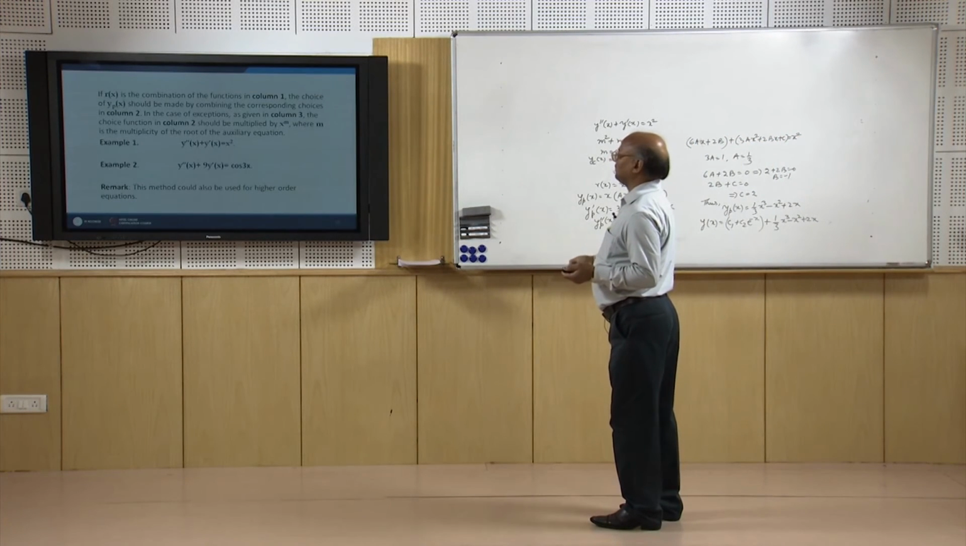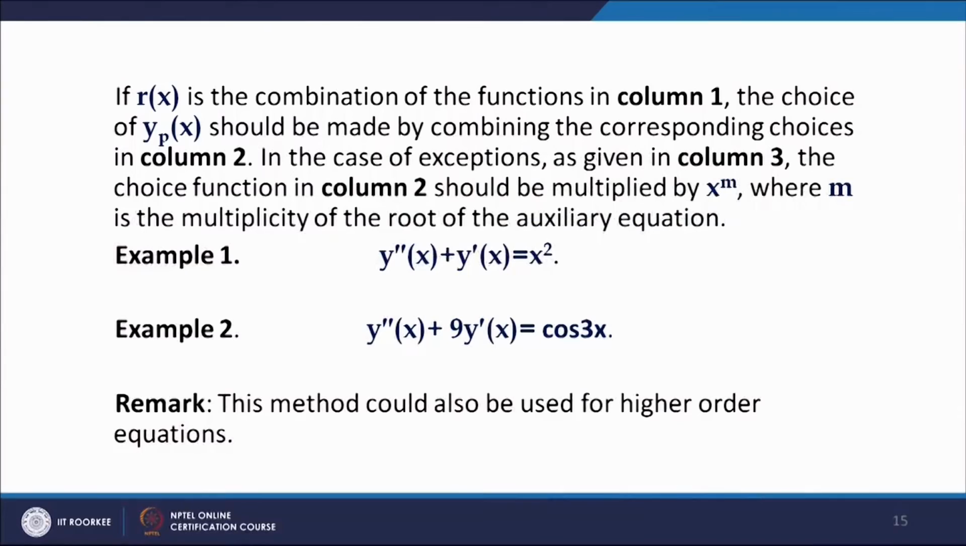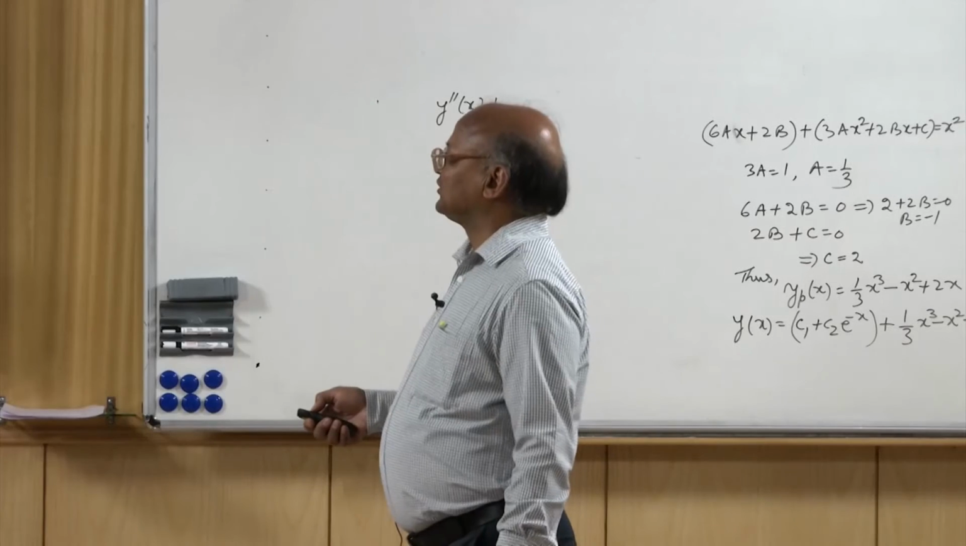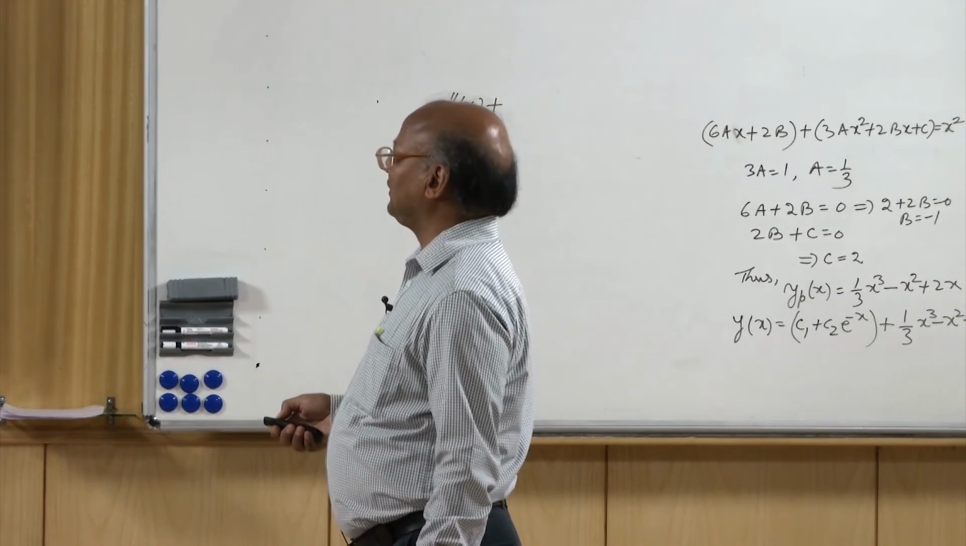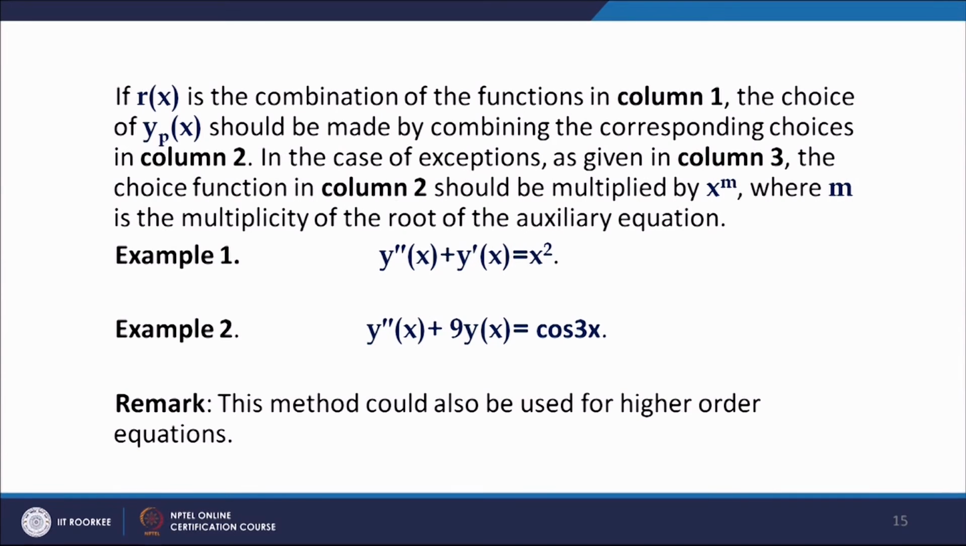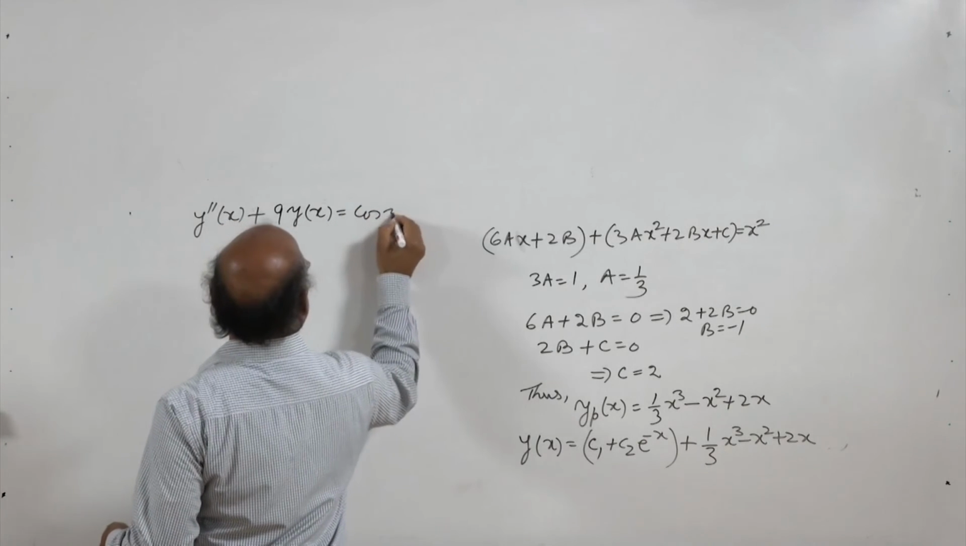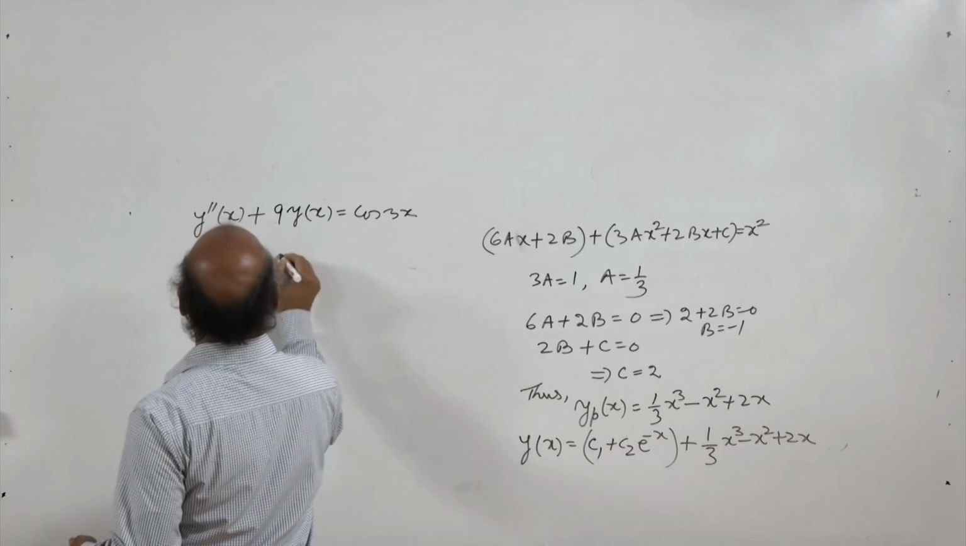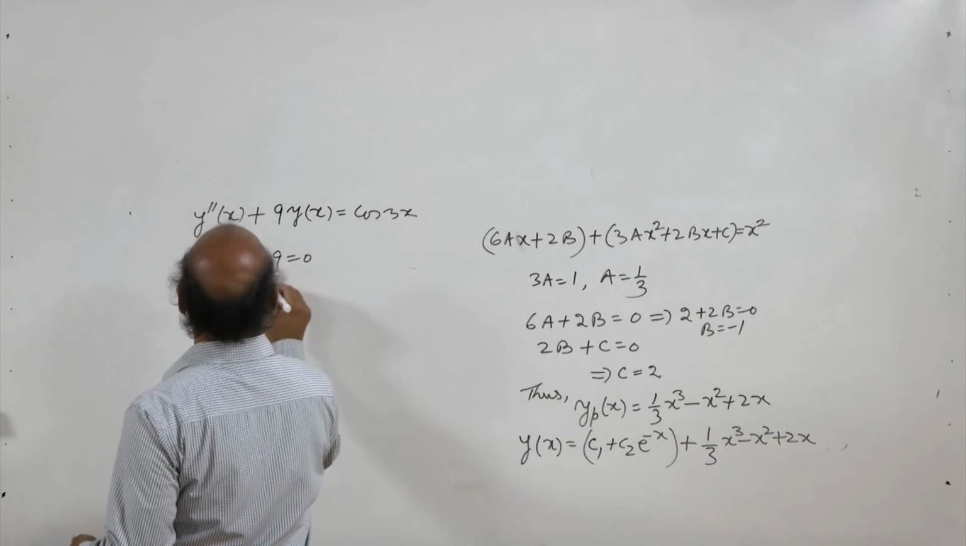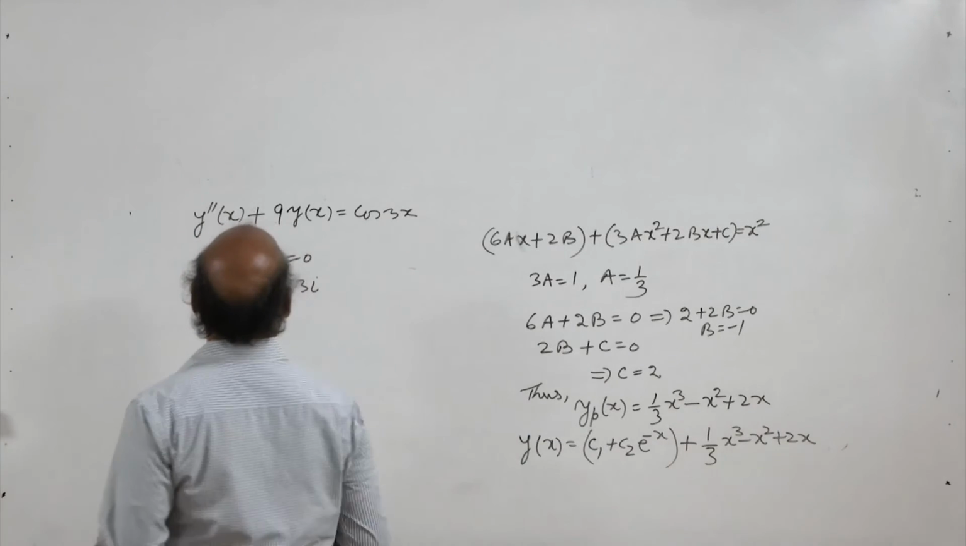We can have one more example, y'' + 9y = cos 3x, which will take care of the other exceptional case where i times a number is a root of the auxiliary equation. So let us discuss now another example, y'' + 9y = cos 3x. In this case, we have the auxiliary equation as m² + 9 equal to 0. So m equal to plus minus 3i.